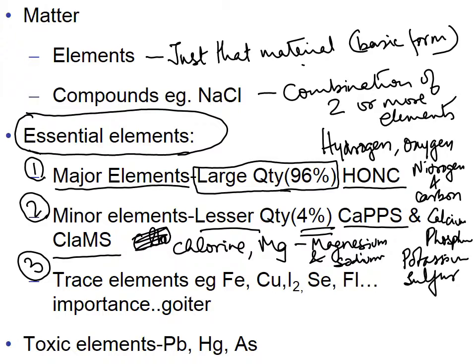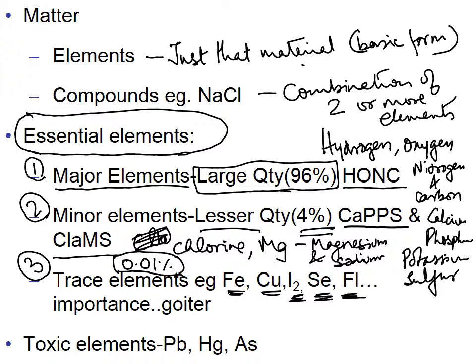a group of elements which are essential but are present in extremely small quantity. You can say 0.01% of the body material is composed of these elements. They are iron, copper, iodine, selenium, fluorine, and so on. Fluoride. Okay. Now, one would think they are present in such small quantities that the body can do without them. It is okay, but that is not the truth.